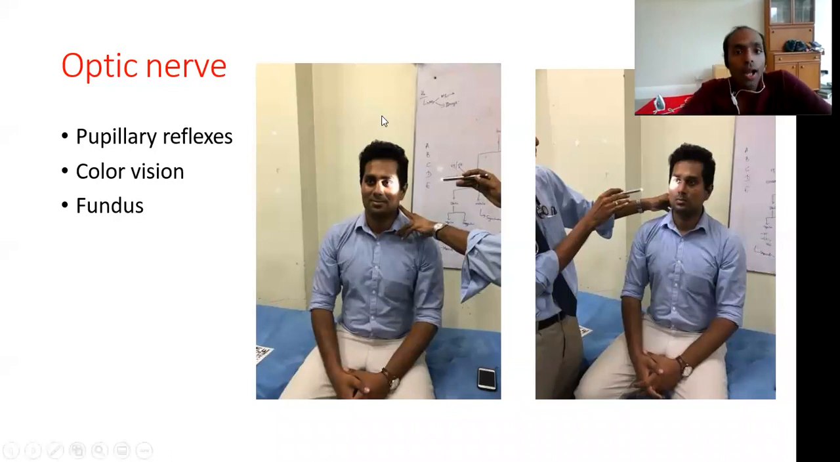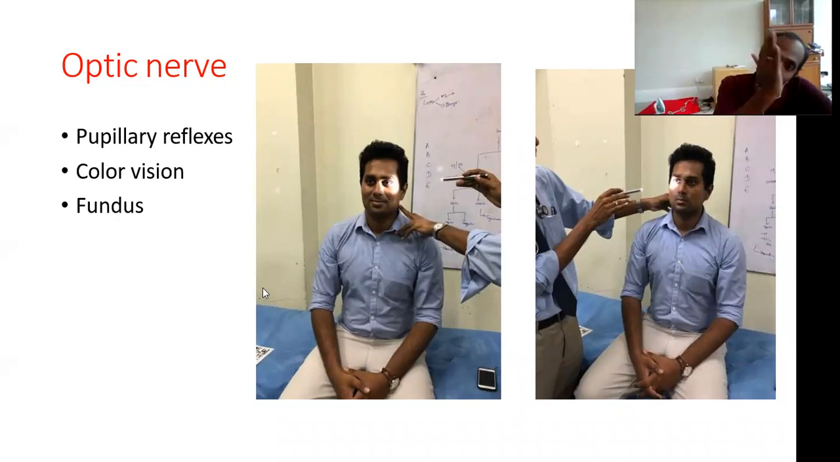Now the next few things in the optic nerve are the pupillary reflexes. Again demonstrating the pupillary light reflex. Very important reflex that you need to examine, the light reflex. Again, observe the pictures. When you are doing the light reflex, stand slightly to the side of the patient. Don't stand right in front of the patient.